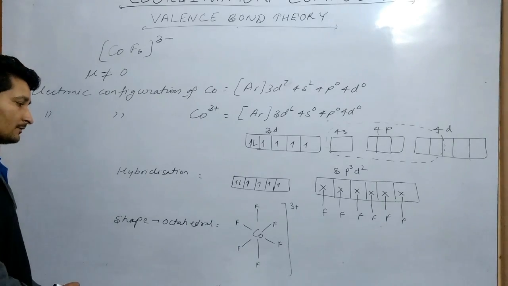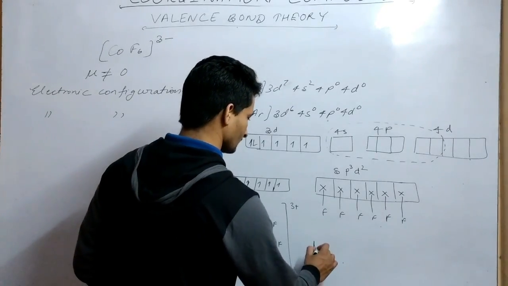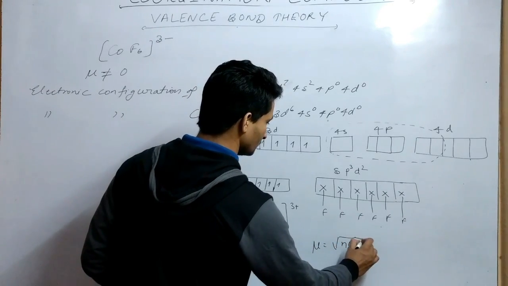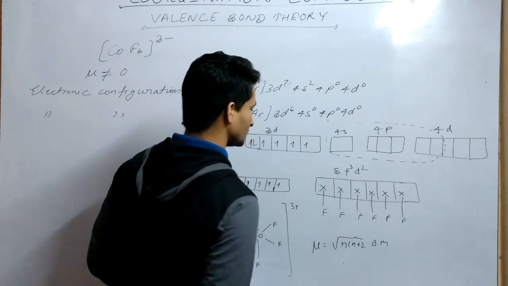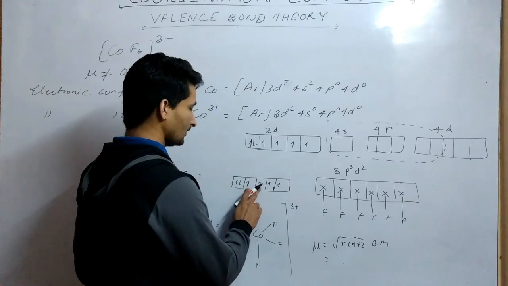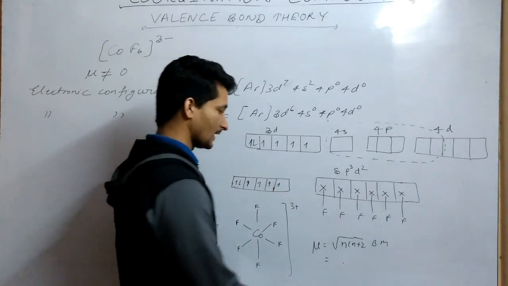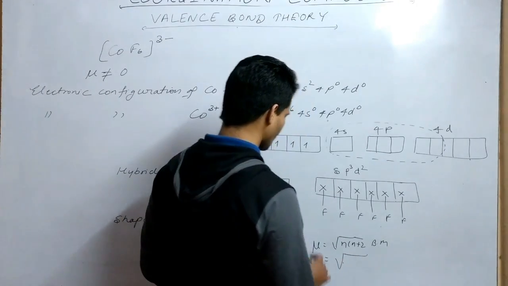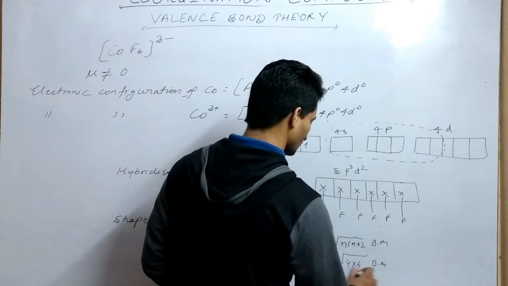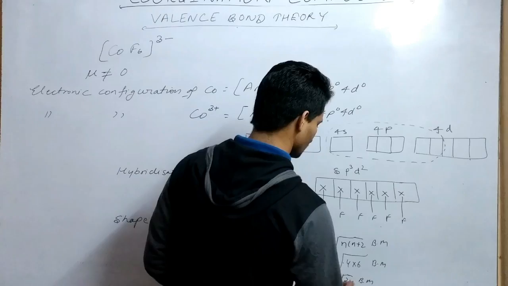And it was found, what will be its magnetic moment? Mu equals root under n into n plus 2 Bohr magneton. This is called the spin only magnetic moment, and its value is 1, 2, 3, 4. Here we can see that there are 4 unpaired electrons. Okay, so its value becomes root of 4 into 6 Bohr magneton, that is equal to root 24 Bohr magneton.